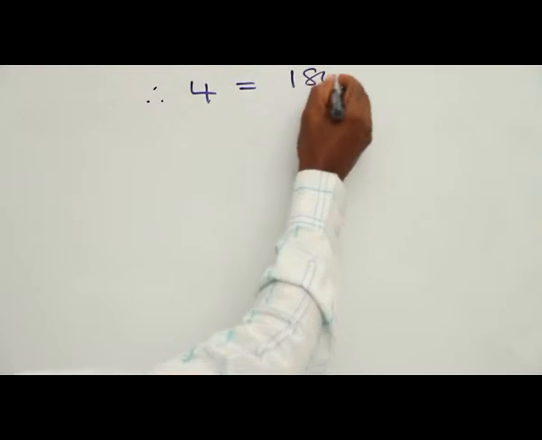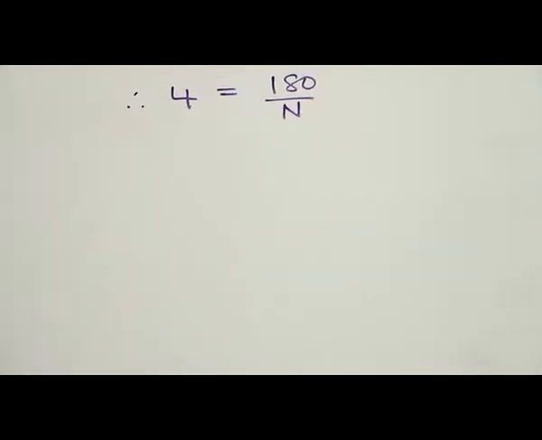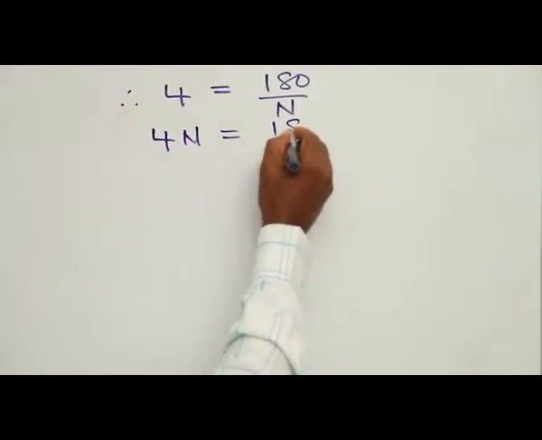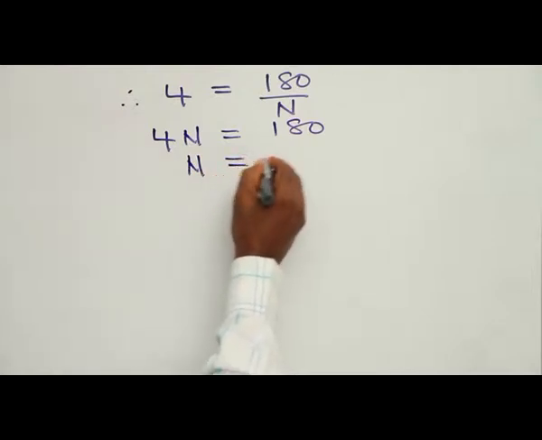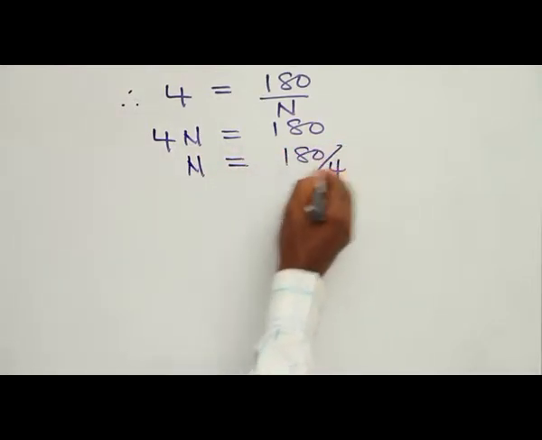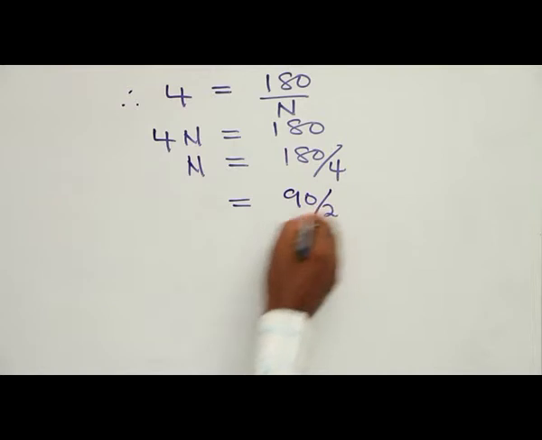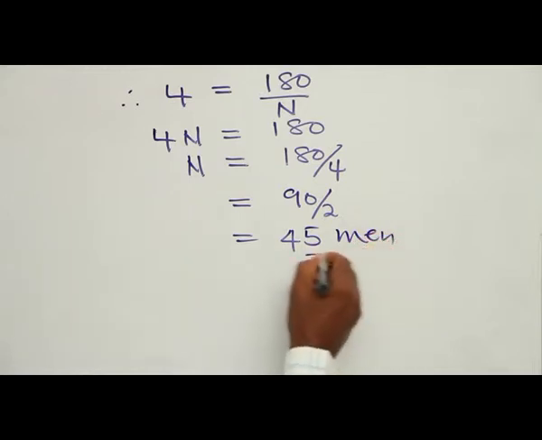Therefore, in 4 days, T is equal to 4 will be equal to 180 all over n. If we cross multiply, we have 4n equal to 180. Therefore, our n is equal to 180 over 4. If we divide this, you have 90 over 2, and then eventually you have 45 men. 45 men will do that same piece of work in 4 days.